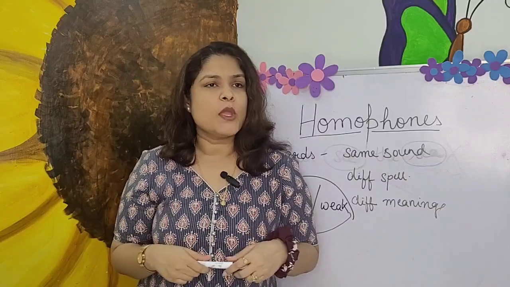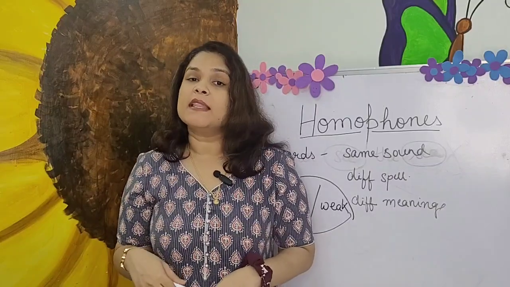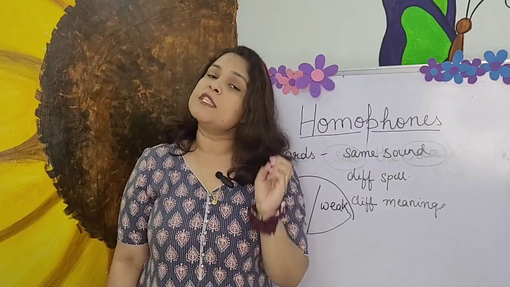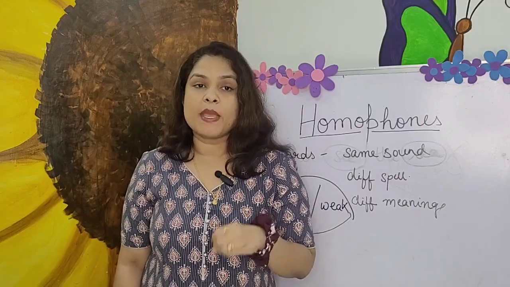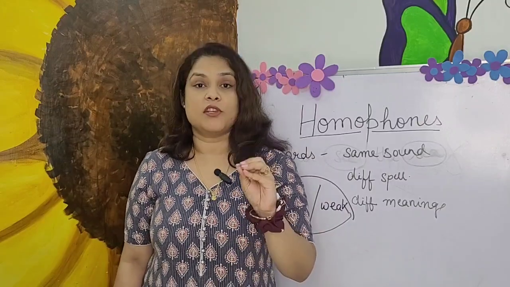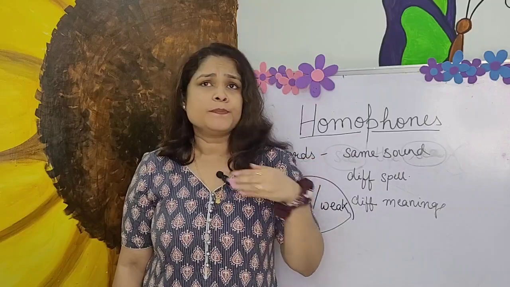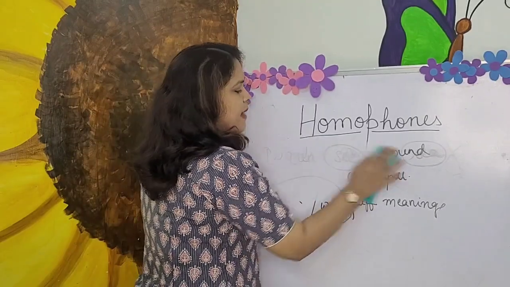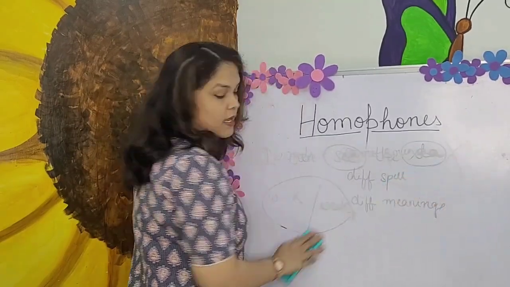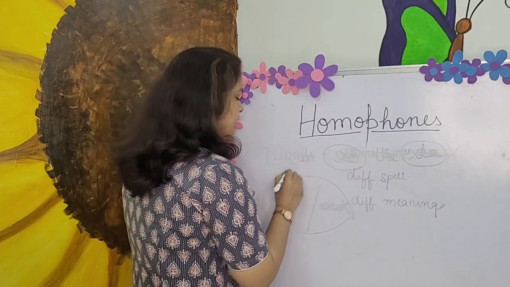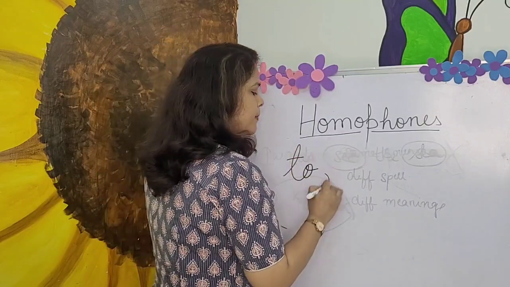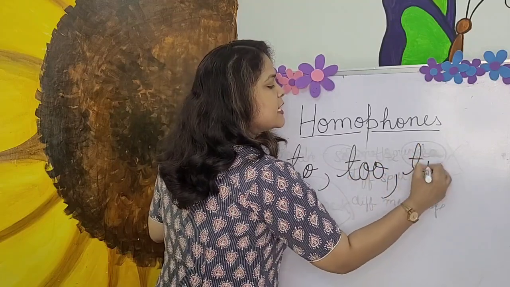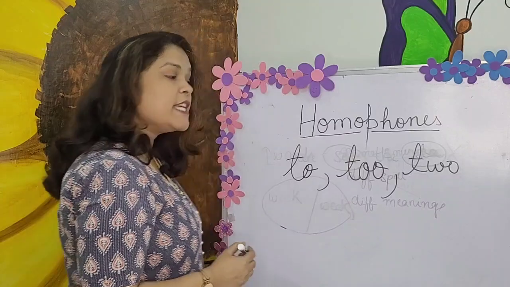Then what is the second tip? You can group them. Sometimes there are not just 2 homophones, but maybe 3 to 4 words which sound similar, or which have the same pronunciation but different spellings, and of course a different usage in a sentence. Let me give you one example of such words. Okay, the words are to, too, and two. So these were 3 words.